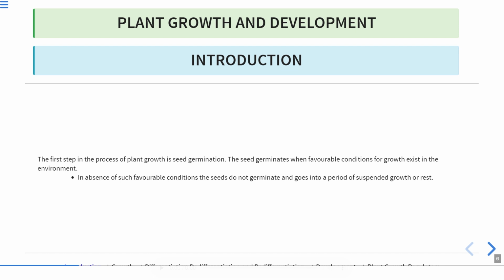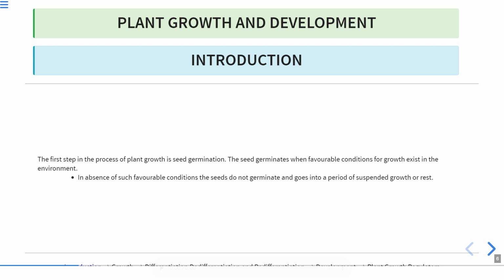Okay, the other steps that you see in the case of a plant: seed germination happens when favorable conditions for growth exist in the environment. Seeds only germinate when the favorable conditions exist for the growth of the plant. The environment that favors the growth of the plant has some factors, that is, the availability of water. A very important point for the germination of a seed: the seed must germinate when water is available. When the water is available, the seed germinates.